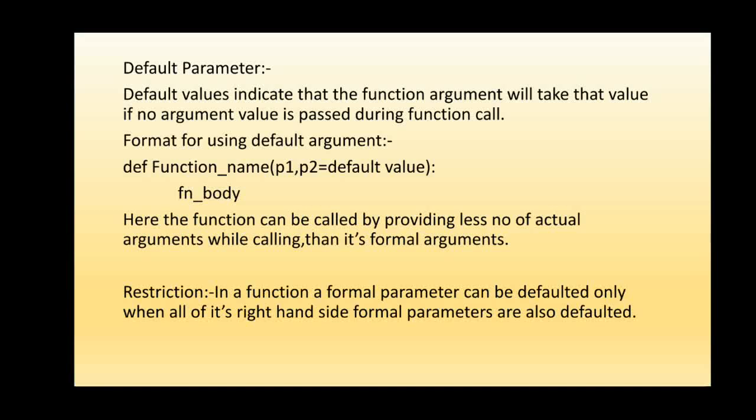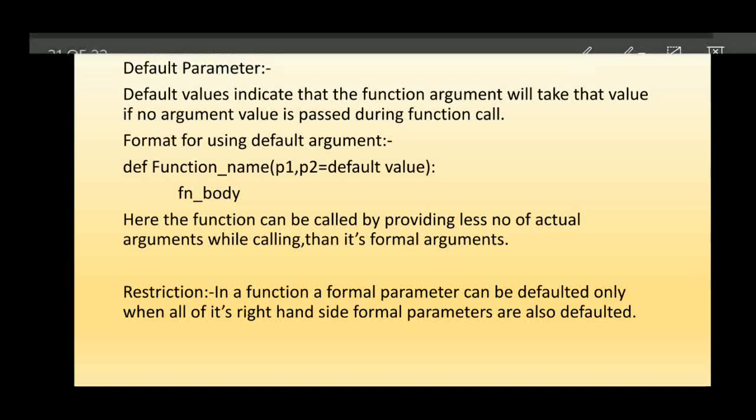Here one restriction is also there. In a function, a formal parameter can be defaulted only when all of its right hand side formal parameters are also defaulted. In simple words, we can default p2 without defaulting p1, but we cannot default p1 without defaulting p2, as p2 is on the right hand side of p1.